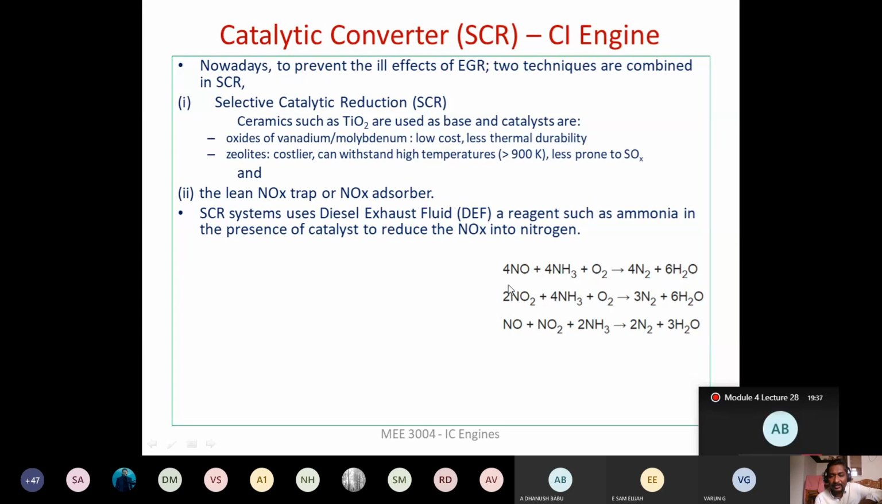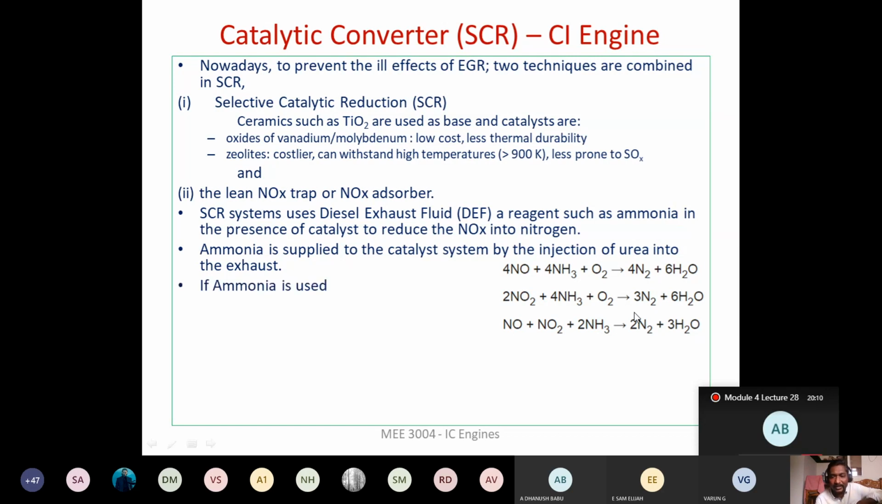Similarly, if the NOx has NO2, the presence of NO2 is there, then by injecting ammonia, you will again get nitrogen and water vapor. If you have both, then still you will get nitrogen and water vapor formation by injecting this. Okay. So the option is that either you can go for ammonia or you can go for urea. If only ammonia is injected in the exhaust, then you will get the formation of nitrogen and water vapor. Whereas if you inject urea, then you will get nitrogen, water vapor, and along with that some amount of CO2 will also be emitted.